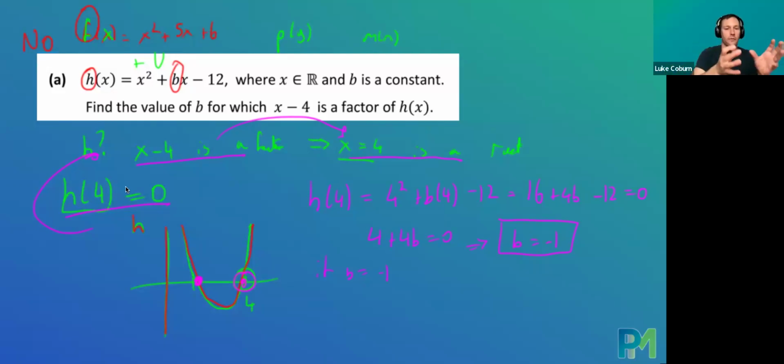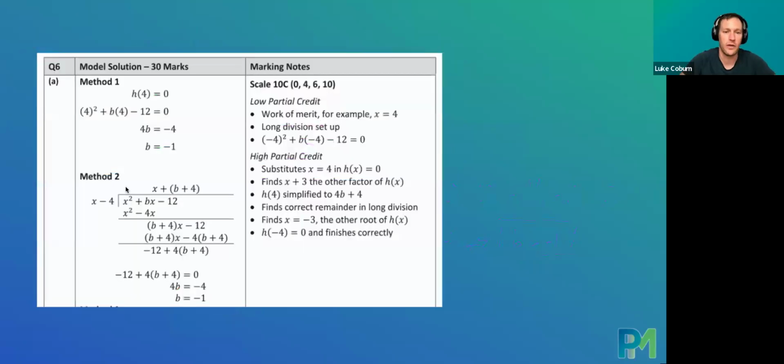Normally the questions you get from the book are more straightforward than that. And if we look at the marking scheme here, there's a couple of methods that you can use, but if we look at this first method here, we've got 0 marks, we've got top marks, 10 marks. What about the low partial credit, which is the 4 marks?